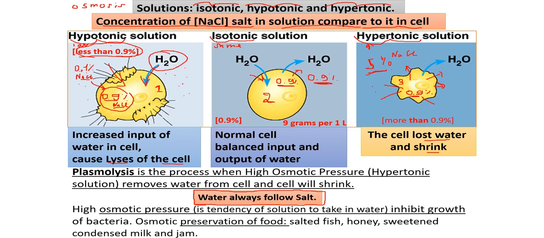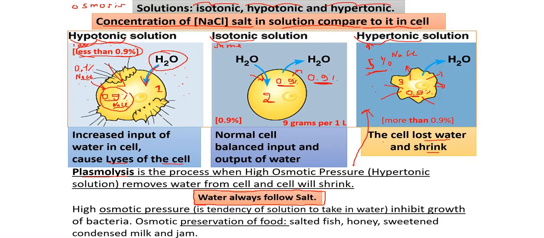Okay, so plasmolysis is a process when high osmotic pressure, happening in the hypertonic solution, removes water from the cell and the cell shrinks. And where is it happening? In here, where we put cells in the hypertonic solution. So plasmolysis happens. High osmotic pressure, or the tendency of the solution to uptake water, inhibits growth of the bacteria.